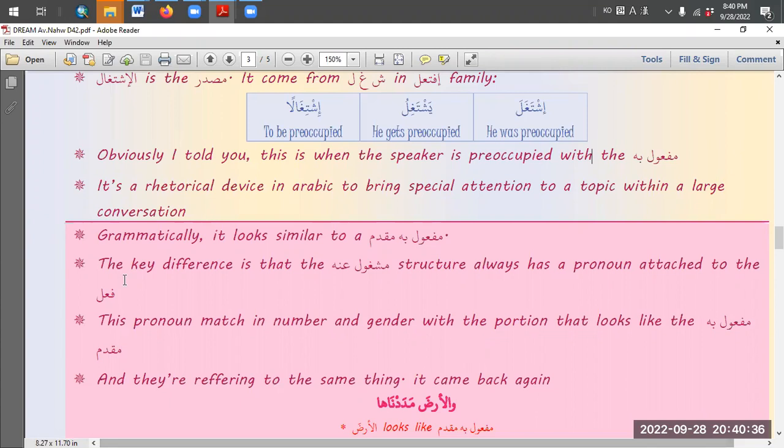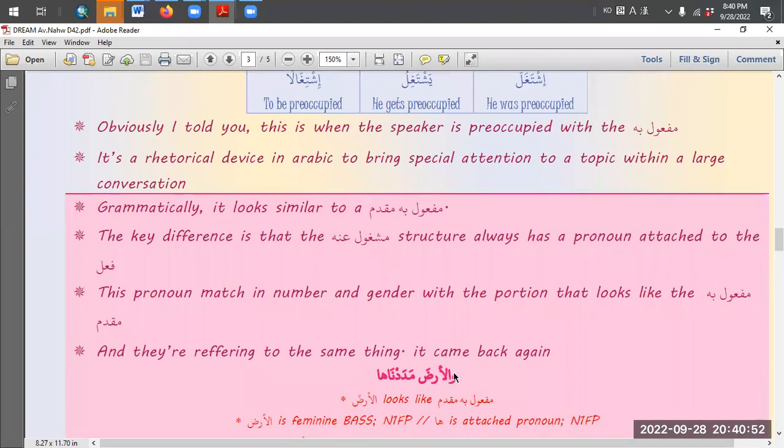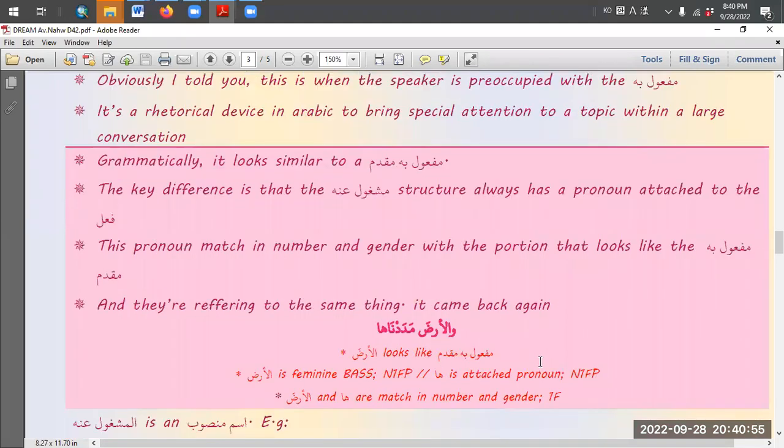So I will read it. This pronoun matches in number and gender with the portion that looks like the maf'ul bihi muqaddam, and they are referring to the same thing. It's like it comes back again.